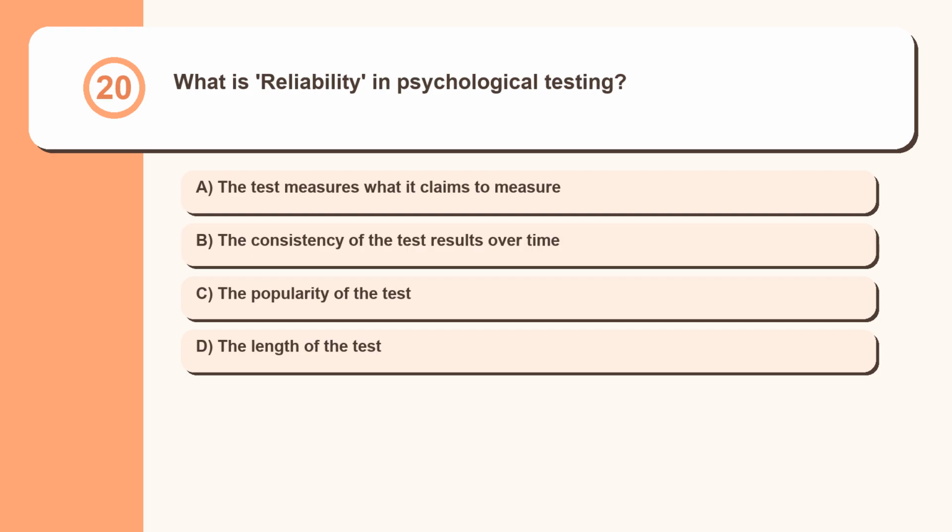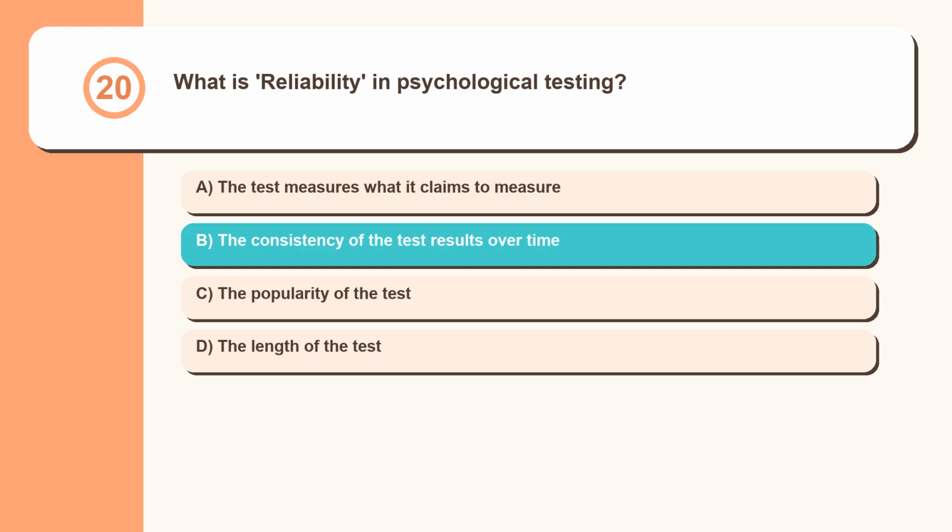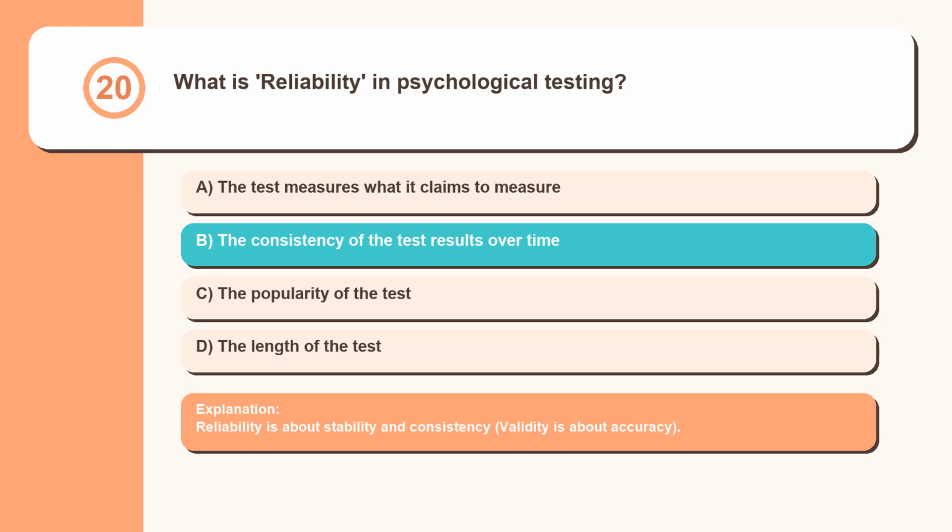Question 20. What is reliability in psychological testing? The test measures what it claims to measure. The consistency of the test results over time, the popularity of the test, the length of the test. Reliability is about stability and consistency, validity is about accuracy.